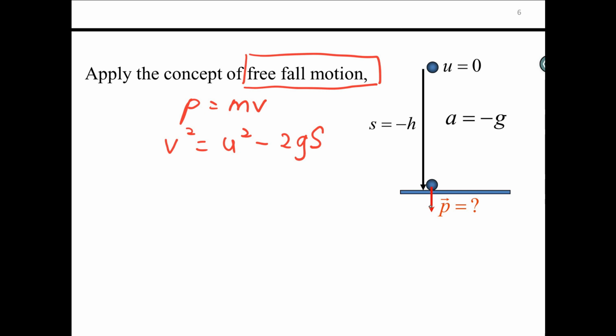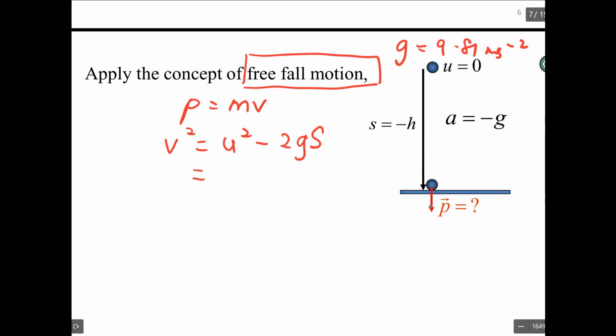So we have three linear equations, right? We have V is equal to U minus GT, we have S is equal to UT minus half GT squared. All of them have time, so we cannot use those. So we will use this formula: V squared is equal to U squared minus 2GS, because S is given, U we know, G is given. G we know since birth, 9.81 m s negative 2. In secondary school we learned 10.0 meter per second squared. But for matriculation we will use G is equal to 9.81 meter per second squared.